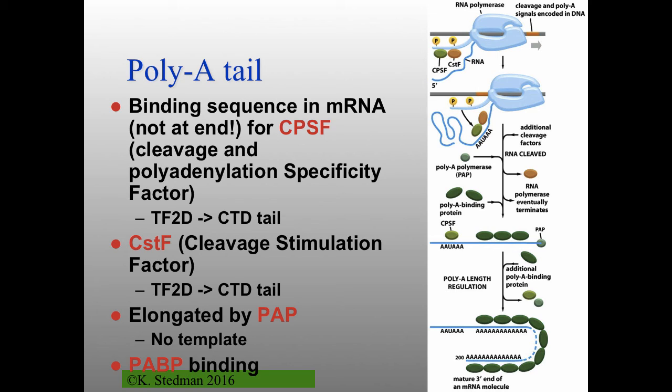Where does that cut happen on the pre-messenger RNA? When does the cut happen? It happens as this sequence is being transcribed by the RNA polymerase. That sequence is transcribed, and the CSTF and CPSF are going to bind to that RNA as it's being made, and cleavage will happen. So it's a co-transcriptional process. As that RNA is being made, it will be cut, and the poly-A tail will be formed.